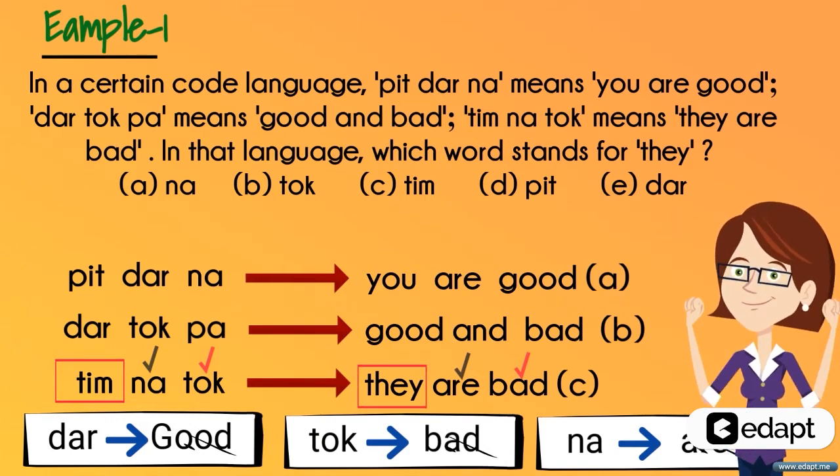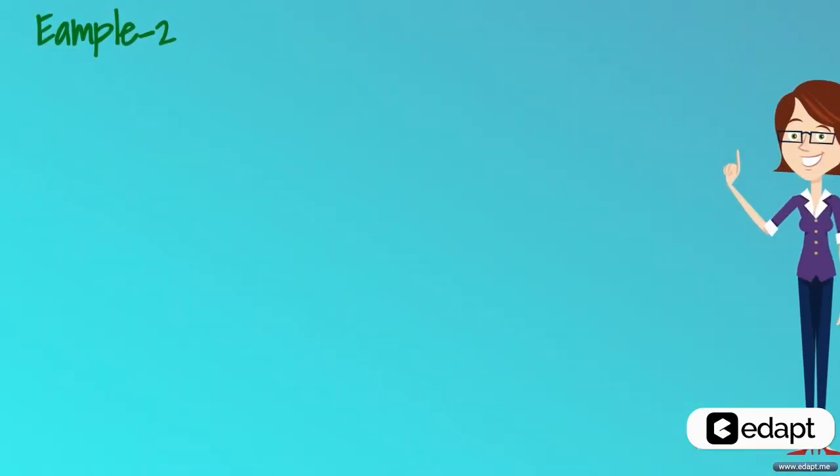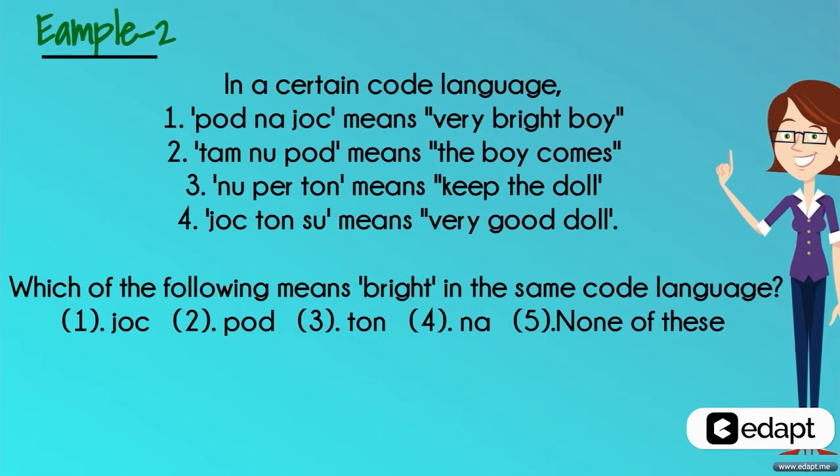Let us now look at another example. In a certain code language, pod na jock means very bright boy. Tam nu pod means the boy comes. Nu per ton means keep the doll. And jock ton su means very good doll. Which of the following means bright in the same code language? Option 1, jock. Option 2, pod. Option 3, ton. Option 4, na. And option 5, none of these.